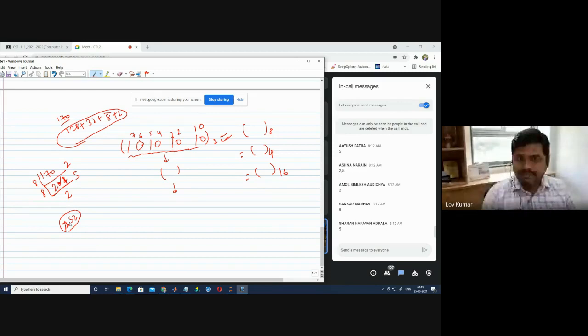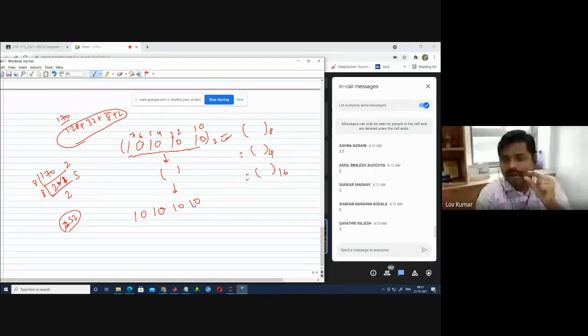Now in the octal number, as I have already discussed, let us write the number again: 10101010. In the octal number, if you are going to represent a single digit, what is the minimum number of bits required? 3.